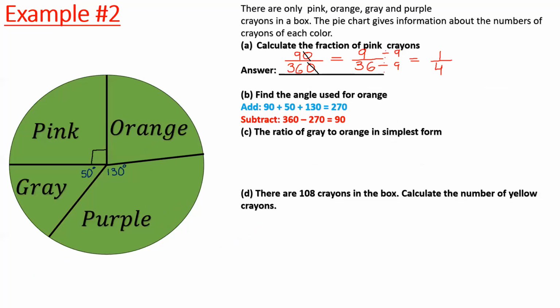Anyone else understand how we got that? For B. Yes, I do. Good. So we had to add first: add the 90, add the 50, add the 130. They are in your circle. Then you're going to subtract from the total, which is 360.